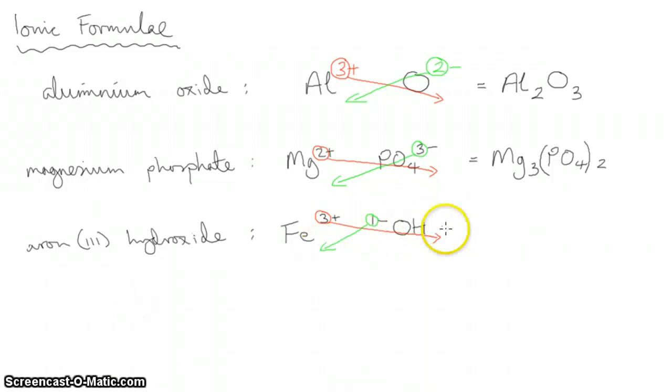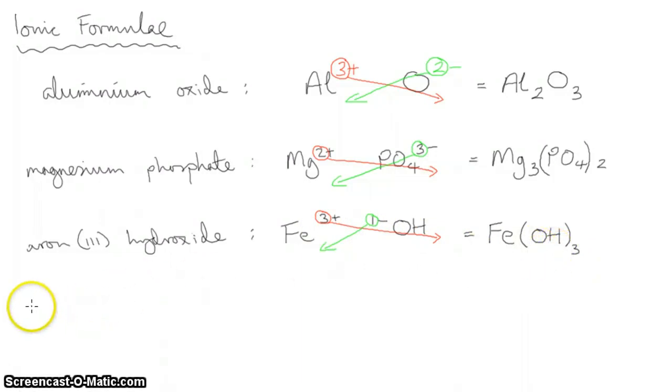Now we don't normally write 1s in formulae, so the formula is only going to be Fe, and that is 1 Fe, no need for any extra numbers. And then the hydroxide, but 3 of those, we brought 3 down to give us the number of hydroxide.